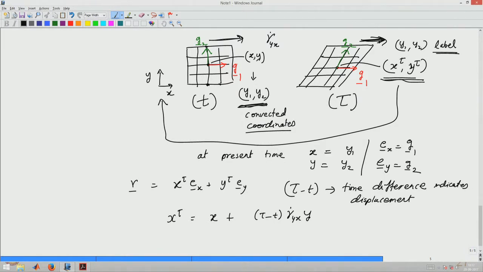A point which is much further away in y will move more and more, and similarly if we change the velocity of the top plate, that means we are changing the strain rate, and therefore, the x tau will be much further away from x. So, x tau minus x is the displacement. And similarly in this case, because it is a flow which is simple shear, y tau remains y.